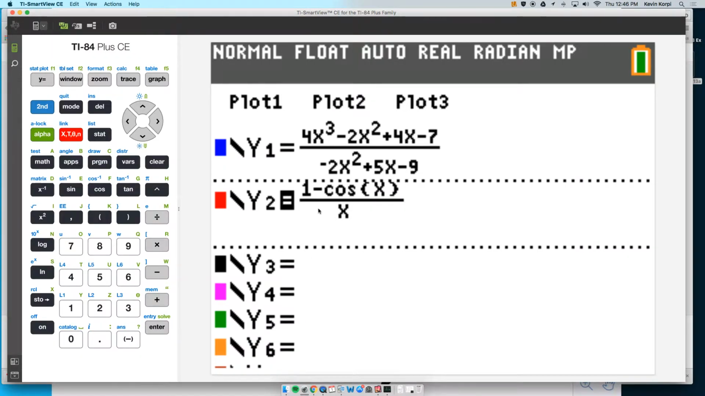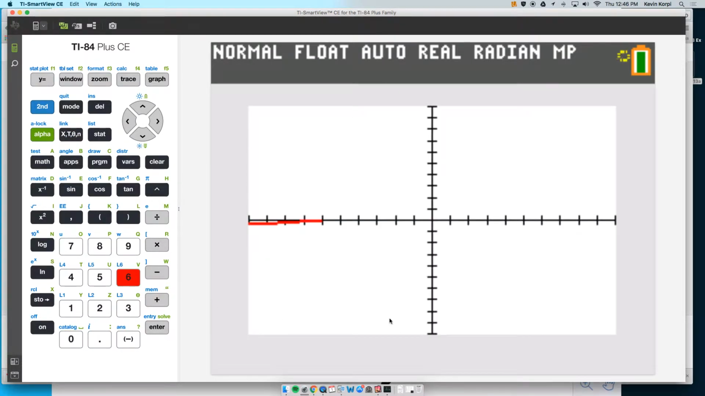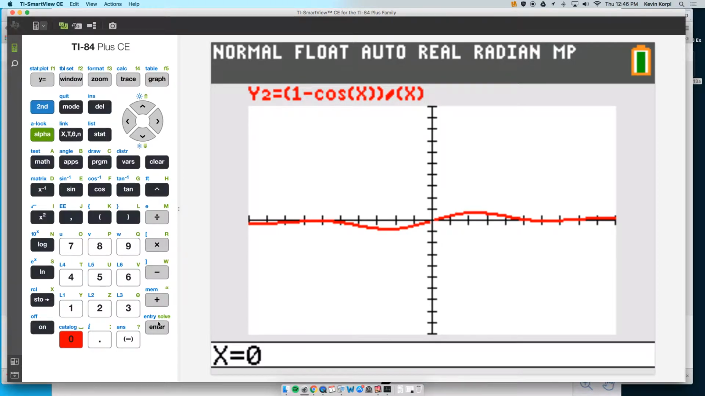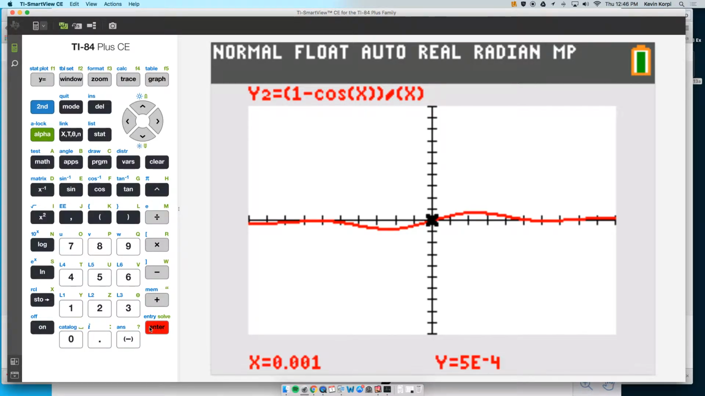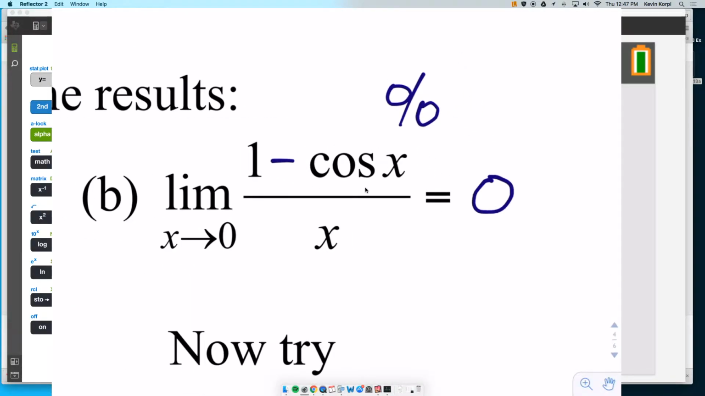Maybe. We haven't graphed it yet. I put it in Y2. This time I used the horizontal division bar. And zoom 6 will work. And check it out near the origin. Yeah, it looks like it's passing through the origin. Of course, if you hit trace, type in 0, you'll get nothing. But 0.001, you'll see that it's really small. 5e to the negative 4th, right? Really, really small. So from there, you can kind of ascertain that the answer is 0.